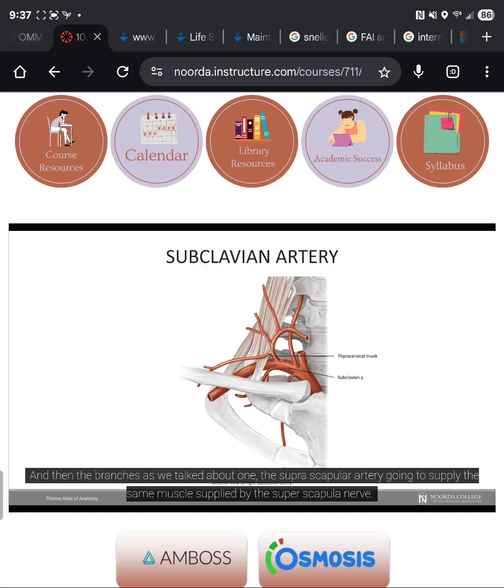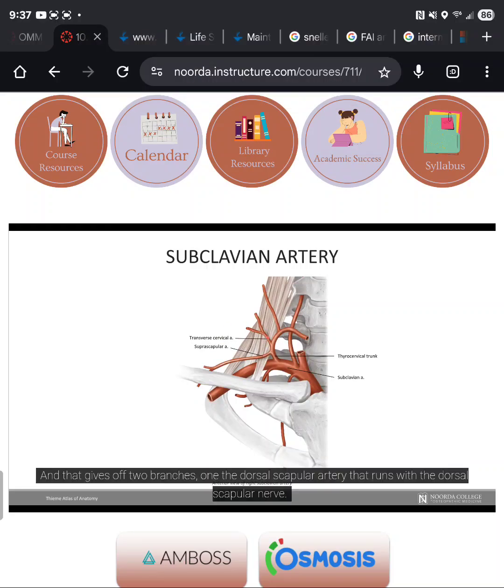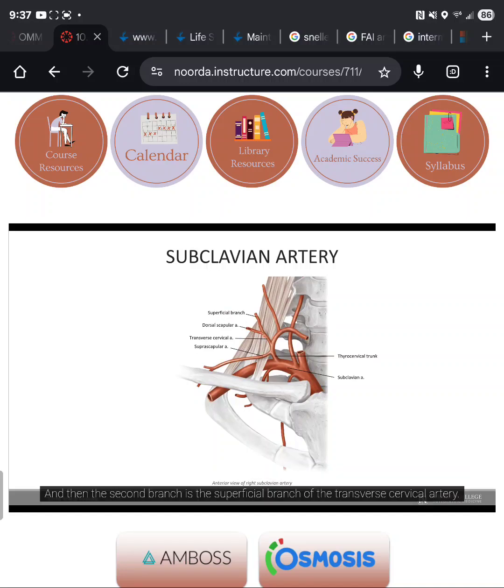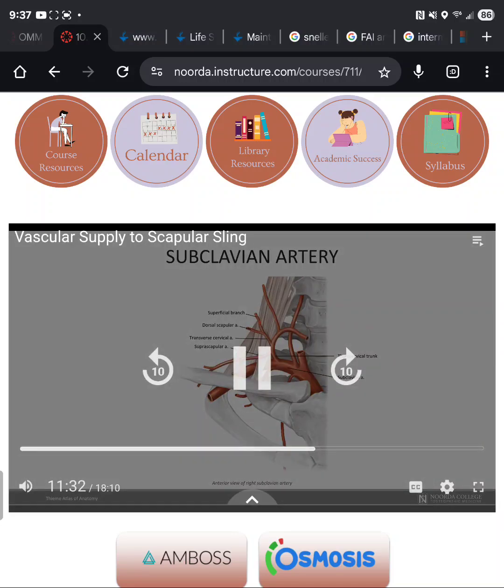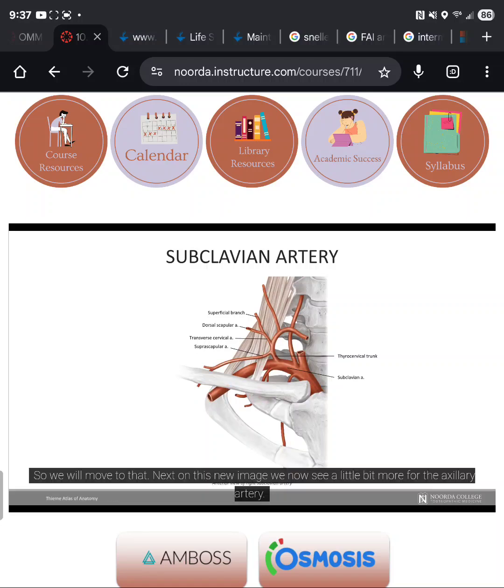And then the branches we talked about: one, the suprascapular artery going to supply the same muscle supplied by the suprascapular nerve. Another branch we see right here, we're going to call the transverse cervical artery, and that gives off two branches. One, the dorsal scapular artery that runs with the dorsal scapular nerve. The second is the superficial branch of the transverse cervical artery, and that's going to supply the trapezius muscle. Once the subclavian artery hits this lateral border of the first rib, we change the name from subclavian artery to axillary artery, so we will move to that next.